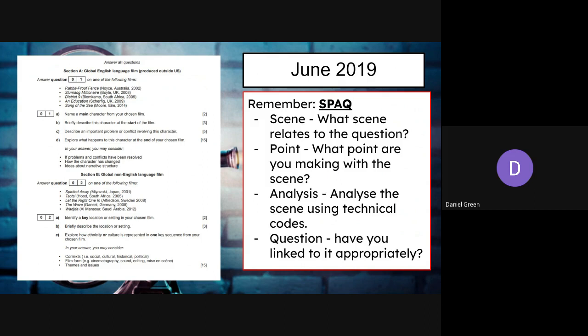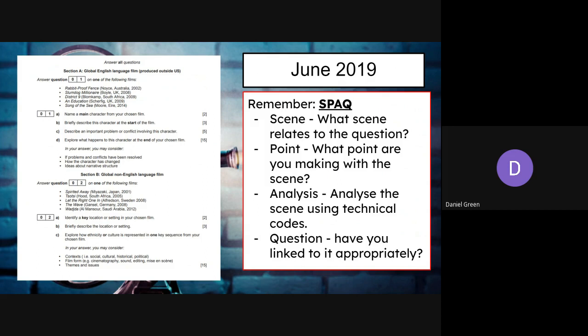So a key location or setting in your chosen film. Briefly describe the location or setting. Again, the same format as above. You briefly describe what that location or setting is. And then this one was missing the 5 marker in 2019. Explore how ethnicity or culture is represented in one key sequence from your chosen film.